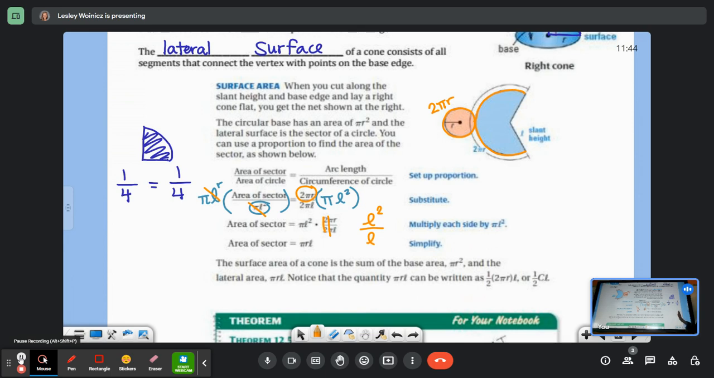The surface area of a cone is the sum of the base area, pi r squared, and the lateral area, which we just found, which is pi times the radius of the base times the slant height. Notice that the quantity pi r slant height can be rewritten as this, which is kind of crazy looking.